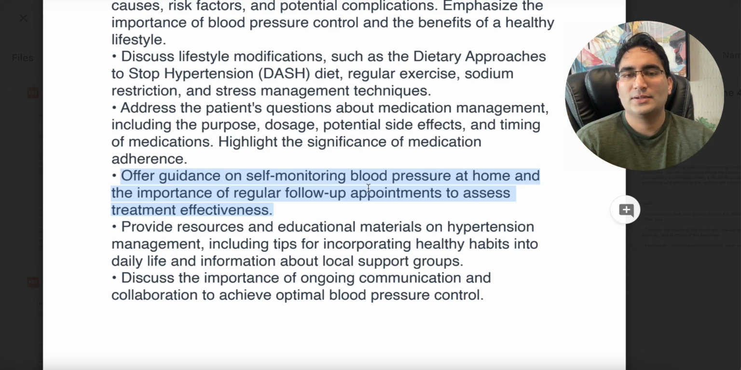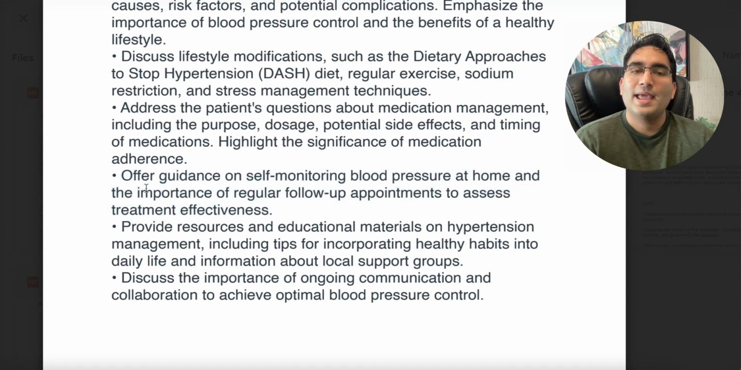We're talking about guidance on self-monitoring blood pressure at home. So, Mr. Alexander, the next thing I would like to ask you is if you already know how to monitor your blood pressure at home, or would you like some assistance in that regard? So here they would say yes or no. You have offered that to them.